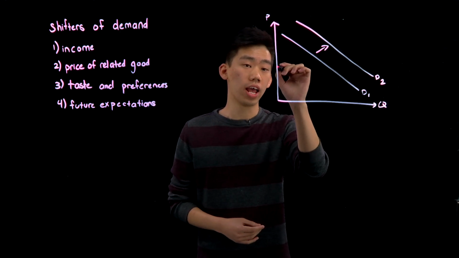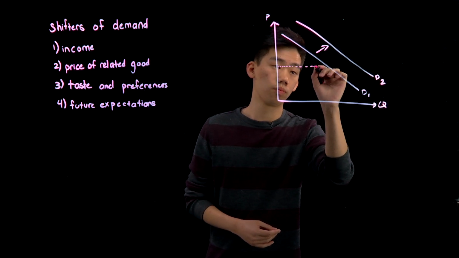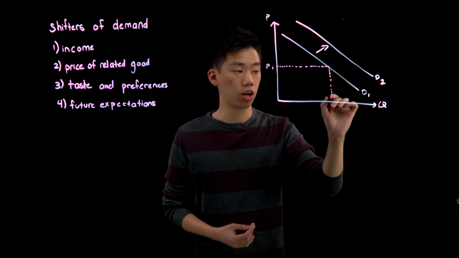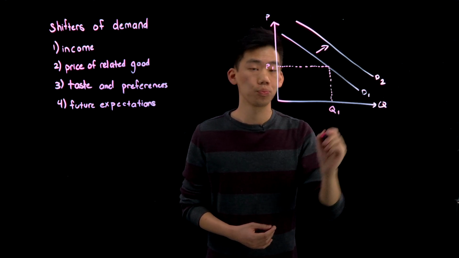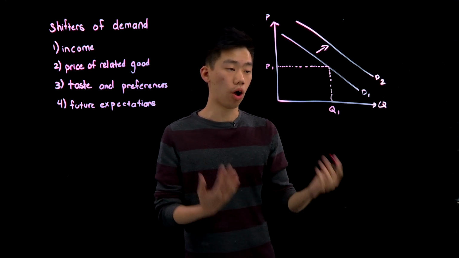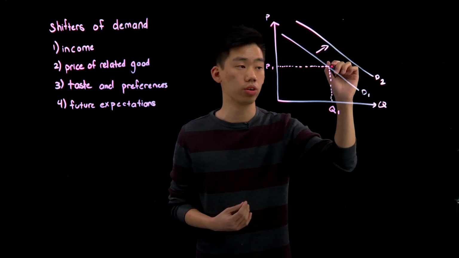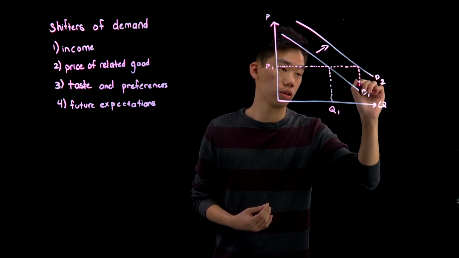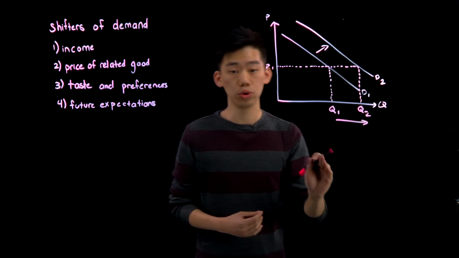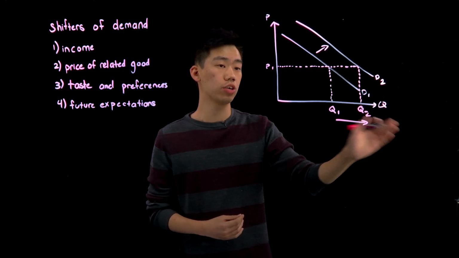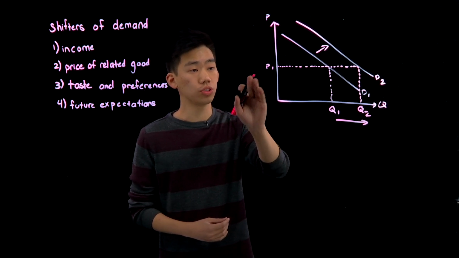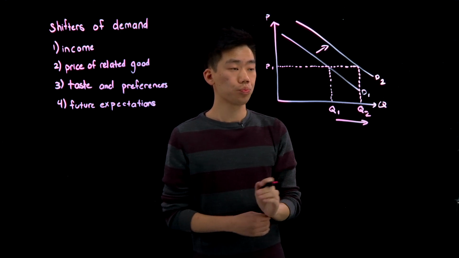So at any possible price point, P1, we want a certain amount of product, Q1. And when we increase our demand, we want more product at every possible price point. So we'll label this new point Q2. So we know that when our demand increases, that means that we want more quantity. But it also does affect our price as well.